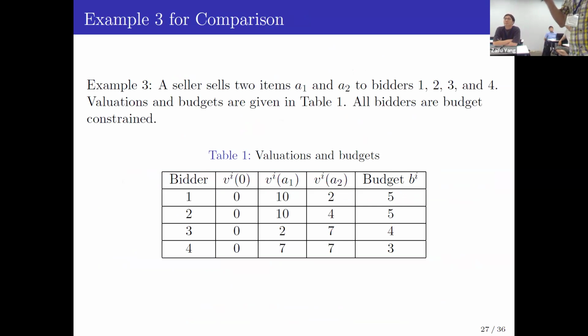Okay, let's look at one example. This is a little bit more complicated than the previous two, to make the example more interesting. So now here you have 4 bidders, and now all agents are budget constrained. Now let's look at how the demand scale Sotomayor auction works for this example.